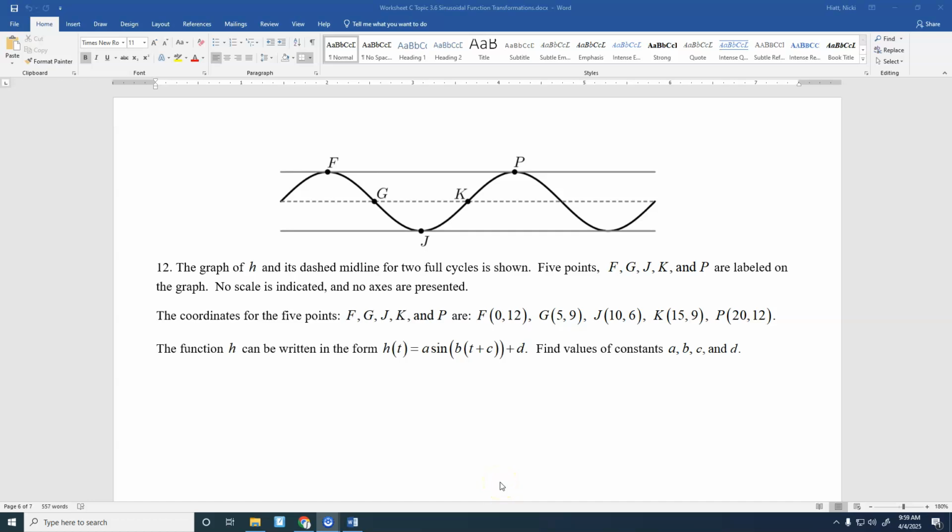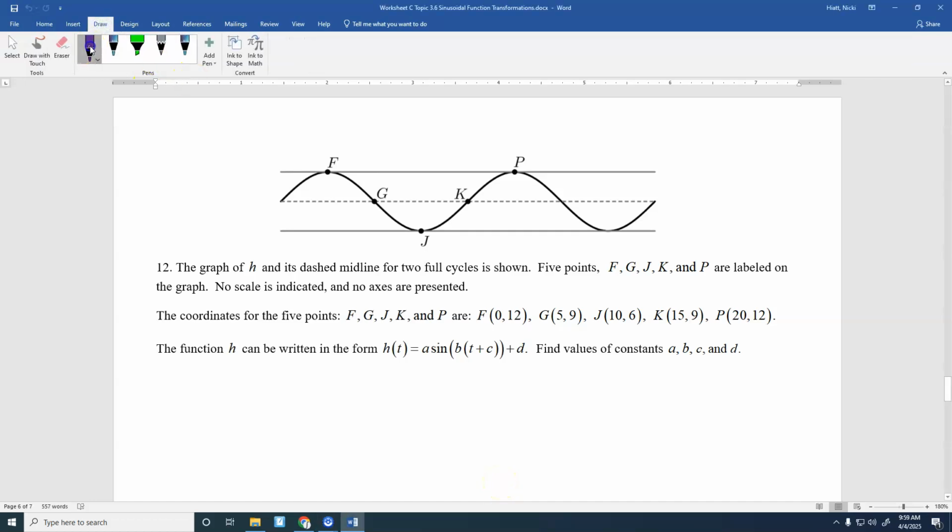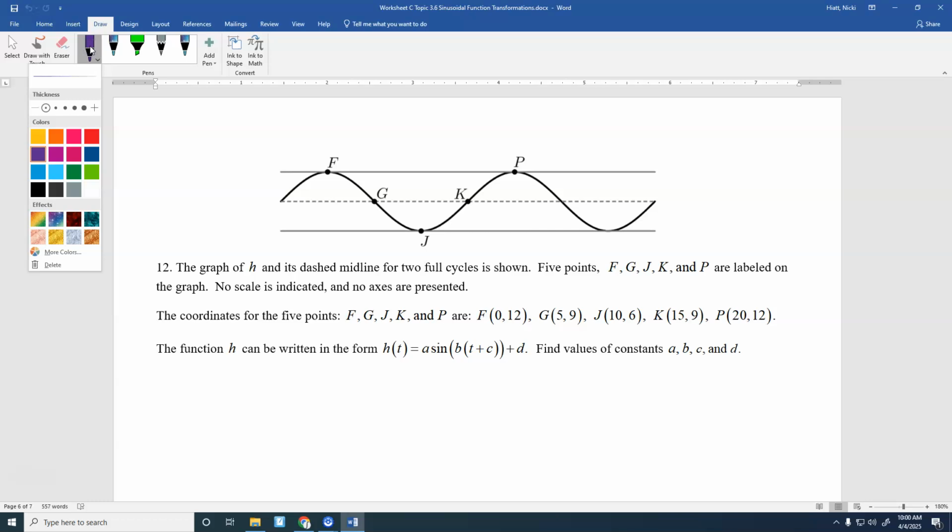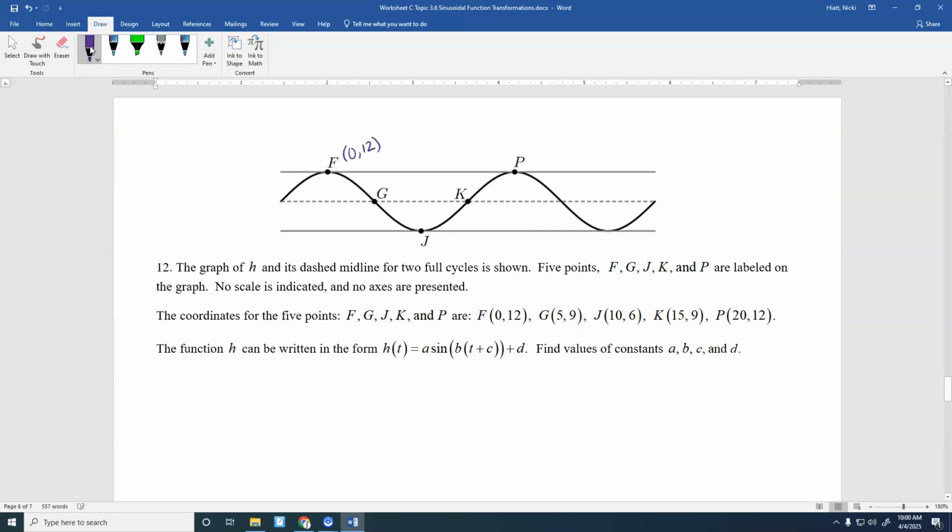Okay, so they give us the coordinates of some points, so we have to label those. F is 0, 12. G is 5, 9. J is 10, 6. K is 15, 9. And P is 20, 12.